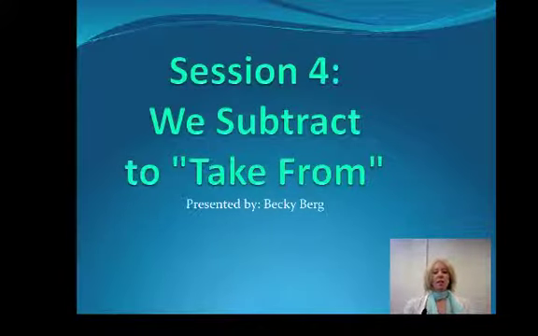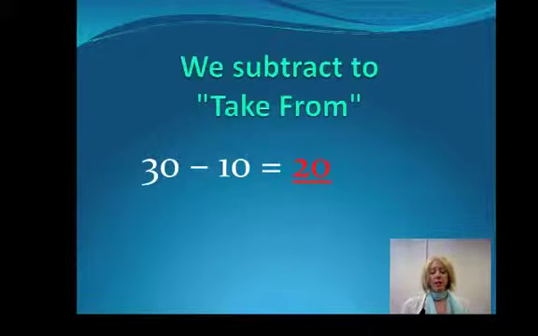In session 4, we're going to continue to talk about the reasons we subtract. So we subtract to take from. Here's an equation, 30 minus 10 equals blank. I write this up on the board or on the chart paper and we come up with the answer of 20.